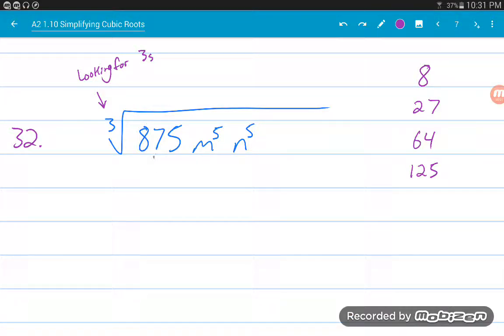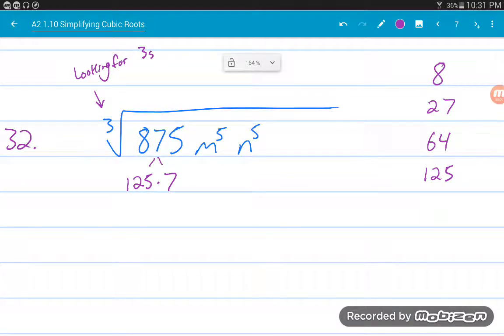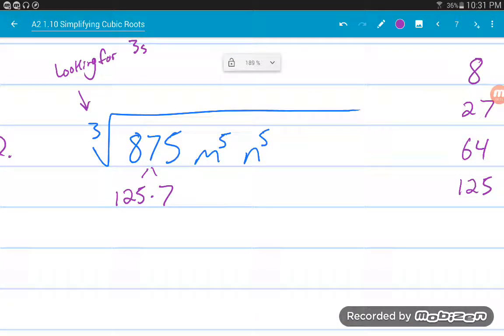So I'm going to rewrite it as 125 times 7. You'll see in a second why, but for now I'm going to go ahead and break up a couple of the variables as well. M to the 5th, well, that's too big. I don't need 5s, I need 3s, right? The cube root is going to want a 3.